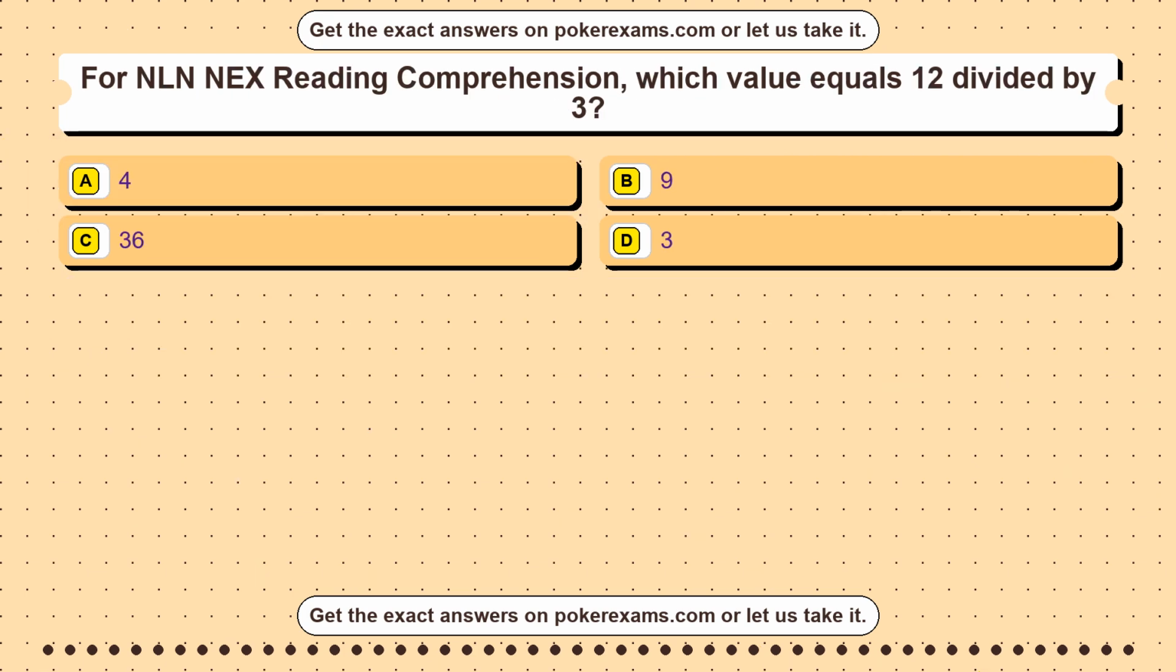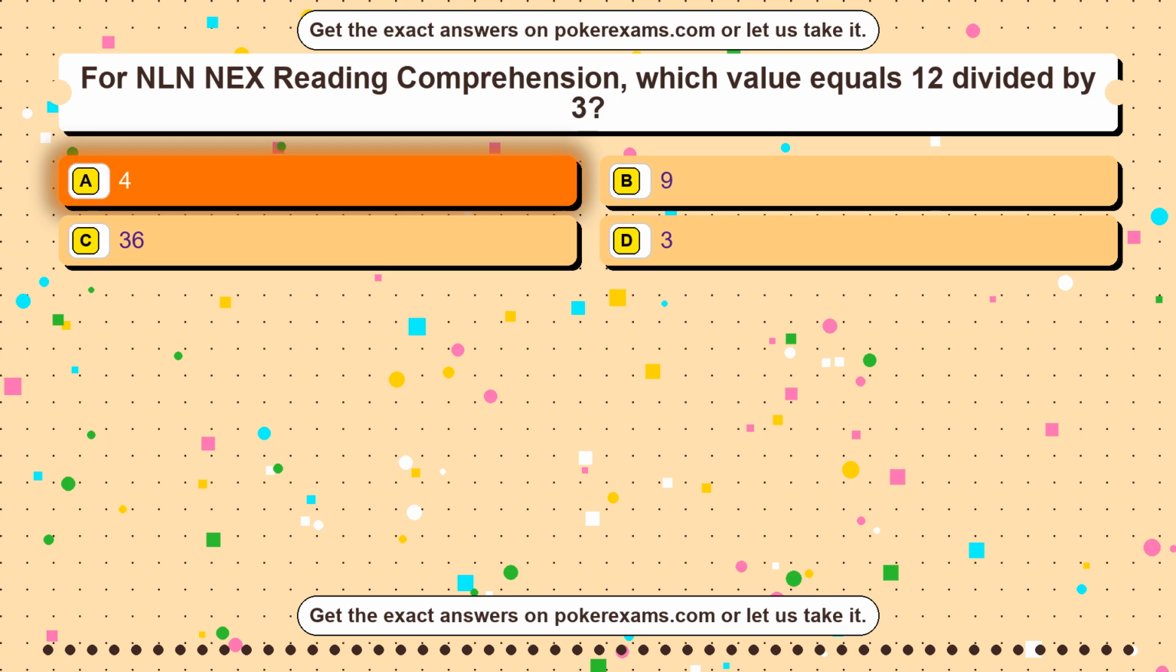Question 22. For GED probability practice, which graph is best for showing change over time? Option A, pie chart. Option B, map. Option C, Venn diagram. Option D, line graph. The correct answer is option A.